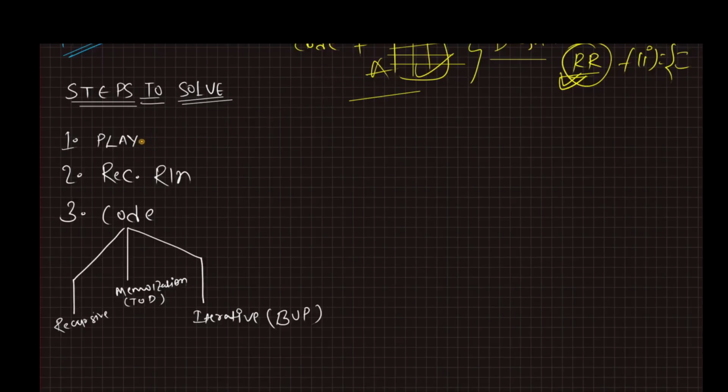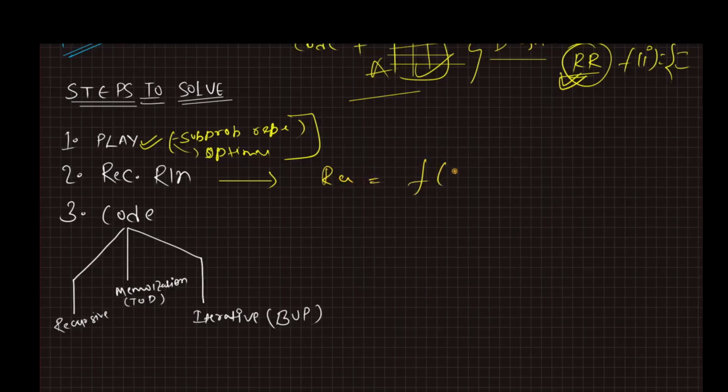And what are the steps to solve a problem? First is play. Play means understand the problem, see how the problem behaves, and find the subproblems, whether they are repeating or not, which is a characteristic of dynamic programming. The first is subproblem repetition, and the second is optimal substructure. Once you understand these, develop the recurrence relation and write the recursive function, like F(i) or F(x), whatever you want to call it.